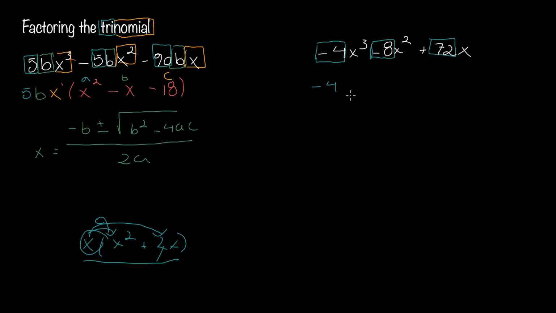So we're going to rewrite this on the side. And now we're going to look at the second term. Well, we have an x raised to the third power. And then we also have an x raised to the second power. And then we just have an x. So in this case, we can only factor out an x. So we're going to get a negative 4x.